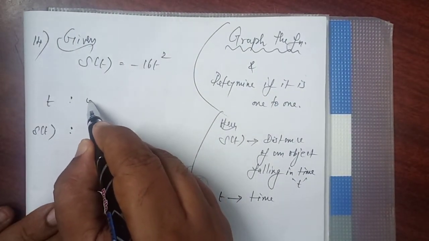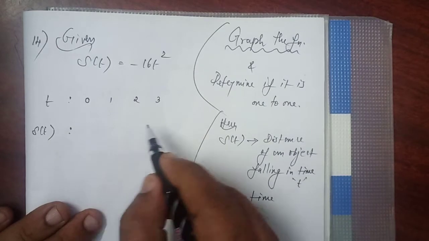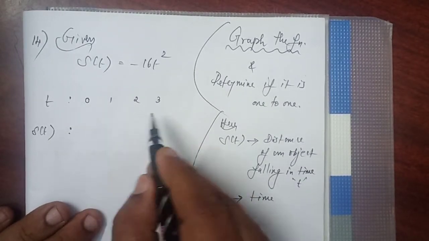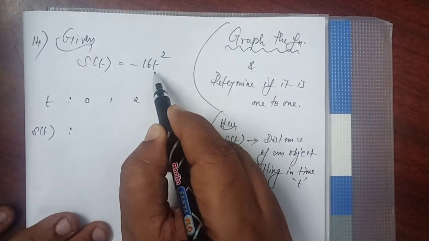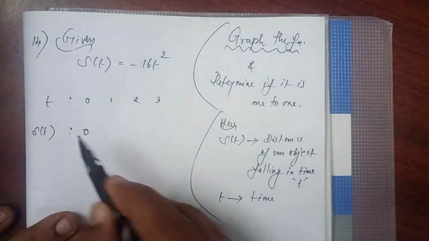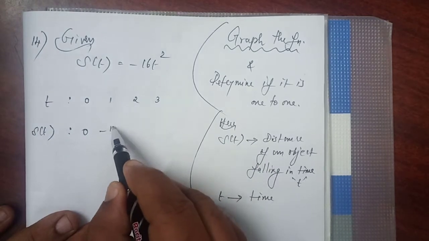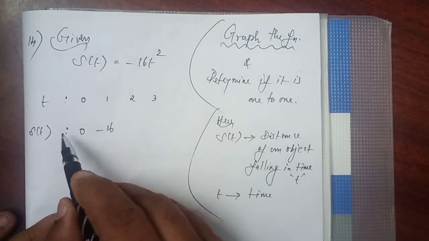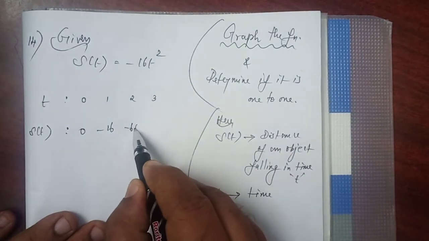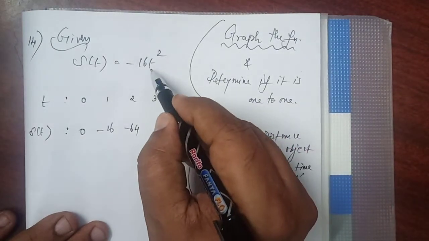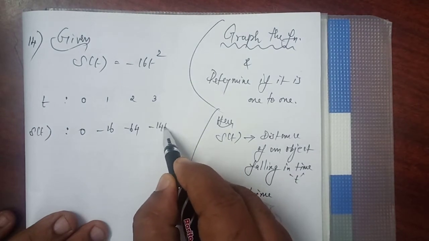So I take, for example, 0, 1, 2, 3. For plotting the points, a minimum of 2 or 3 points is enough. I have taken 4 points. Substitute t equals 0: 0 squared is 0, 0 into anything is 0. For t equals 1, 1 squared is 1, 1 into minus 16 is minus 16. For t equals 2, 2 squared is 4, 4 into minus 16 is minus 64. And replace t by 3, 3 squared is 9, 9 into minus 16 is minus 144.